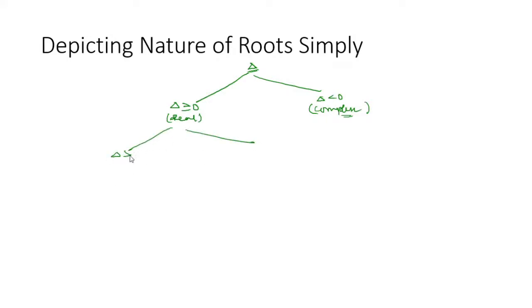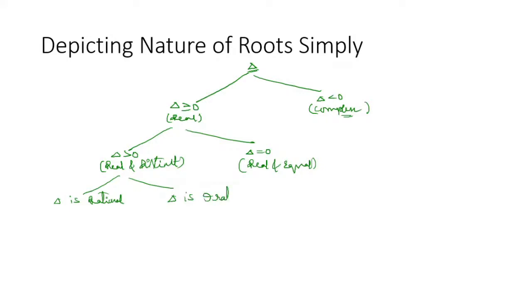Now we again have two scenarios: delta is greater than 0 and delta is equal to 0. When delta is equal to 0, roots are real and equal. When delta is greater than 0, roots are real and distinct, two different roots. Here we have two possible scenarios: when delta is rational and when delta is irrational. If delta is rational, roots will be rational, and if delta is irrational, roots will be irrational.